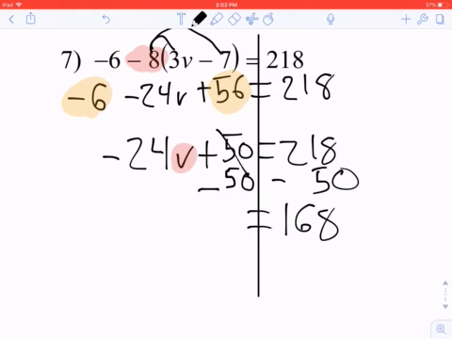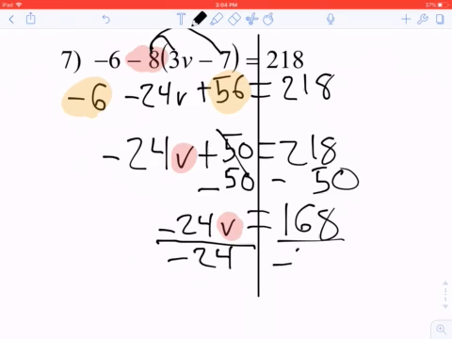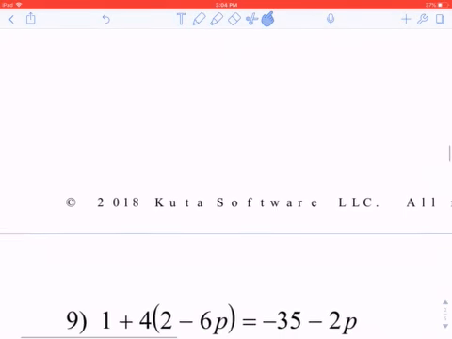I will bring down all of my work. We're still trying to get v by itself. Right now it is being multiplied by negative 24, so we will undo multiplication with division. We will divide negative 24 to both sides to find that v equals 7. And that will be a negative 7 because we have a positive 168 divided by a negative 24.